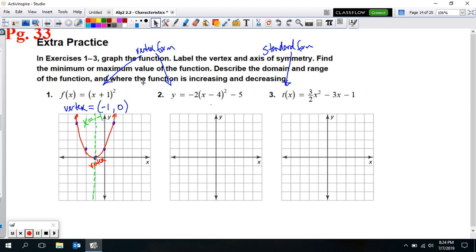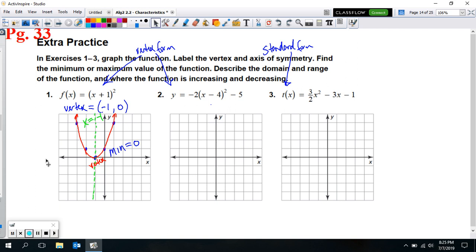And then the next part, it says find the minimum or maximum value. Well, since it is opening up, the vertex would be at the bottom, which would be a minimum. So we want to say the minimum is equal to, and it's always the y coordinate, which would be 0 on this one. I'm going to just abbreviate it, min. So the minimum equals 0. That's all you have to do for that part, is just identify that, and it's always the y coordinate of your vertex number.